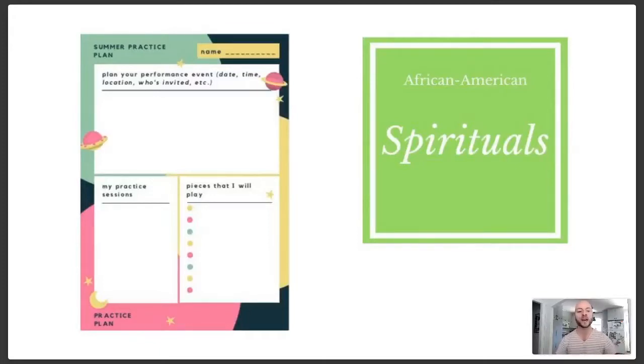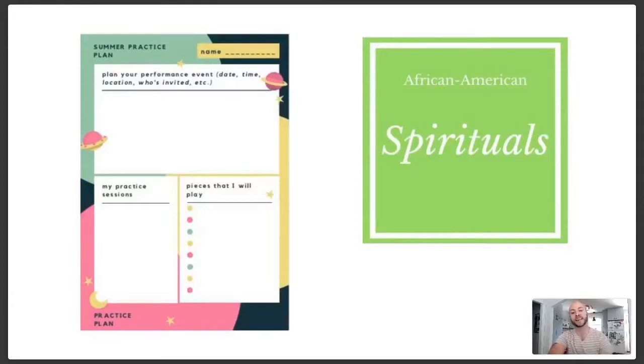So they plan this performance event, whether it's an event that's going to take place at their house or somebody else's house, they get to choose the date, the time, when, where that's going to happen, as well as plan their practice around the pieces that they want to learn. So talk about an incentive for practicing during the summer months. That, my friends, definitely is.